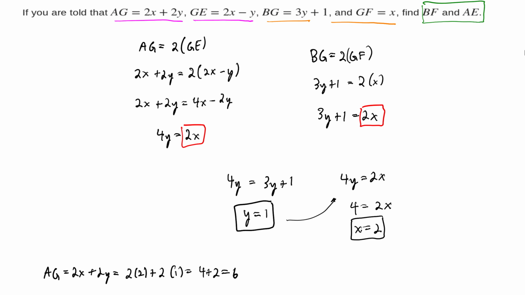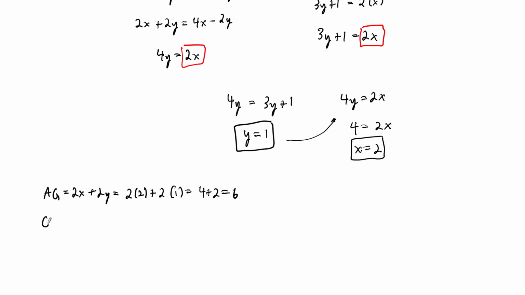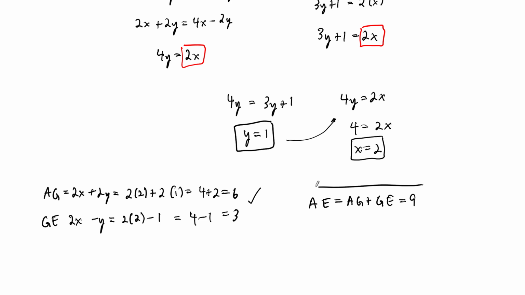And then we can just use ratios to find GE, but let's use the formula. So GE is 2x minus y. So 2x, this is going to be 2 times 2 minus 1, or 4 minus 1, so that's 3. And of course, it's supposed to be half of that anyway. So this checks out. And what we learn then is that the length of AE is the sum of these two, so it's AG plus GE, that's equal to 9.